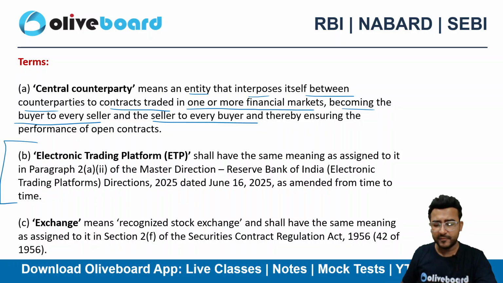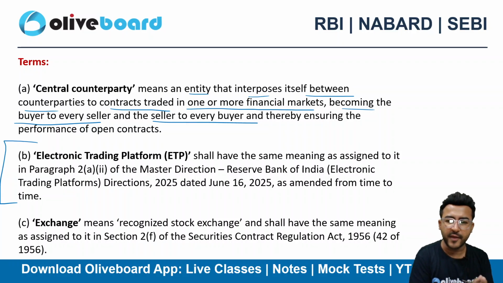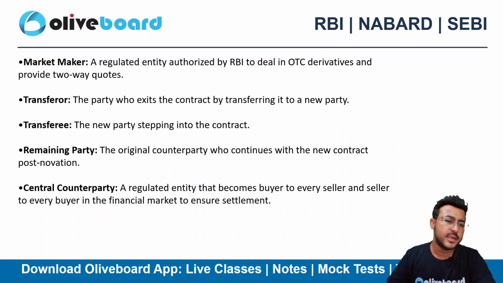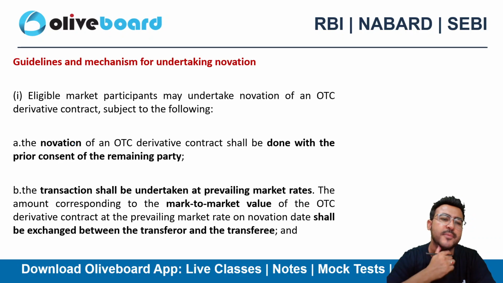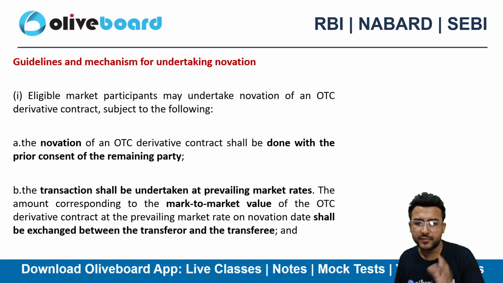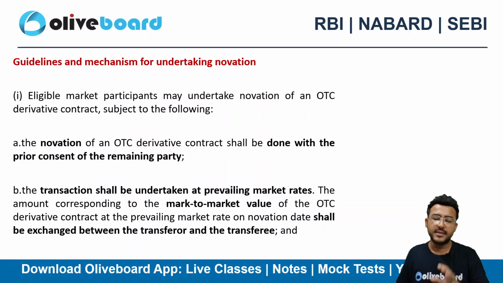इलेक्ट्रॉनिक ट्रेडिंग प्लेटफॉर्म we have already covered. इलेक्ट्रॉनिक ट्रेडिंग प्लेटफॉर्म का पूरा डायरेक्शन आया था 2025 का, जो हमने यूट्यूब पे कवर कर रखा है, आप उसको बाद में देख सकते हो. ठीक है, definitions we have already discussed कि ट्रांसफरर, ट्रांसफरी, रिमेनिंग पार्टी क्या होता है. अब समझते हैं कि इस सर्कुलर का क्रक्स क्या है. ओके, वही हमारे एग्जाम के लिए इंपॉर्टेंट होता है, क्रक्स ही हमारे एग्जाम के लिए इंपॉर्टेंट होता है.